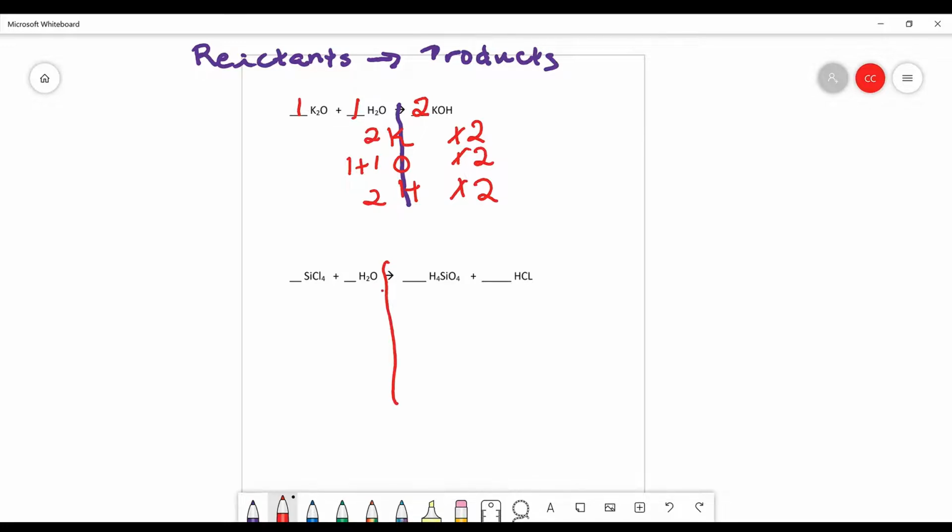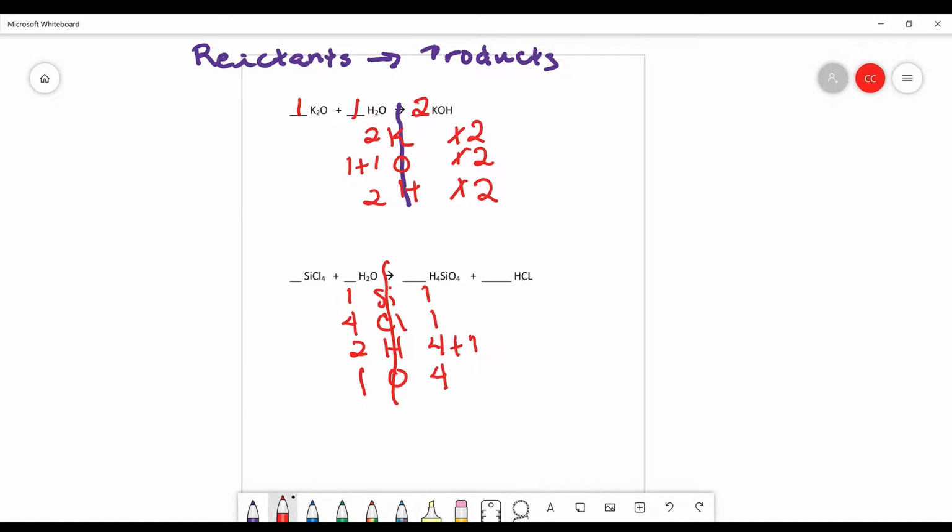We have silicon, we have chlorine, we have hydrogen, and we have oxygen. On the reactant side, we have 1 silicon, 4 chlorine, 2 hydrogen, and 1 oxygen. On the product side, we have 4 plus 1 hydrogen. We have 1 silicon. We have 1 chlorine. And we have 4 oxygens.